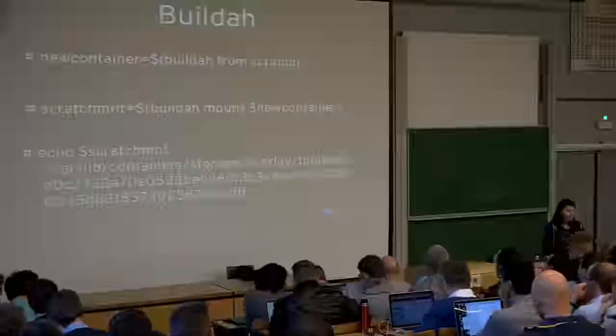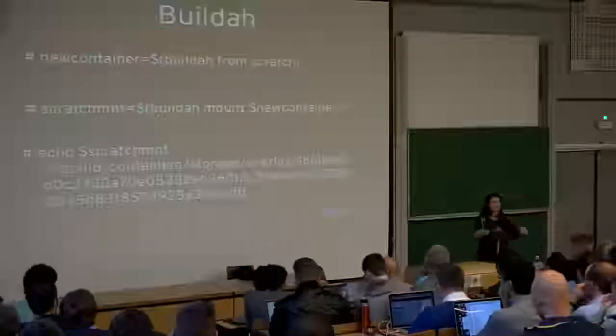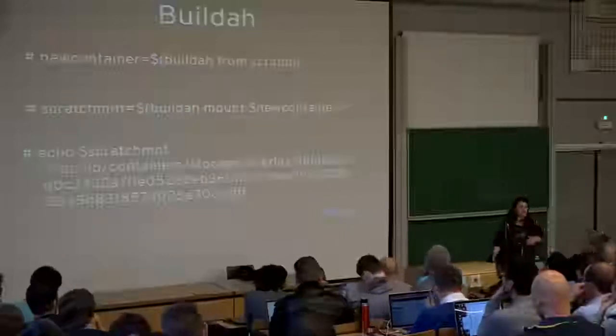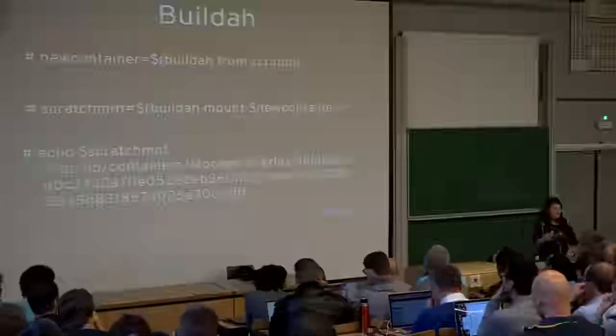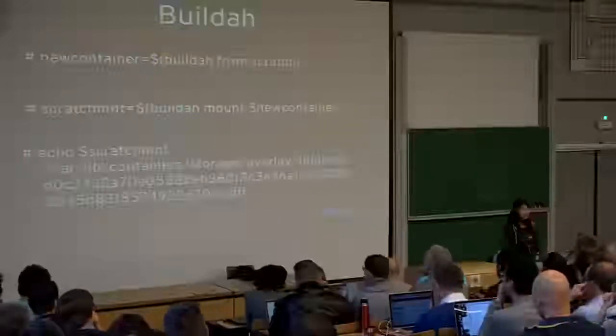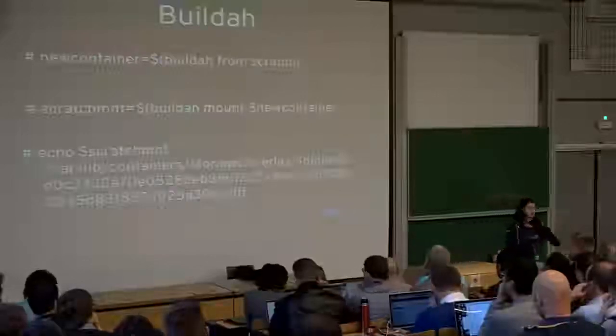So you would, for example, say, I want a new container, and I tell Builder to build it from scratch, not from a Docker file. Then it builds it from scratch. It creates a metadata file. Then you mount it, which you see in the second line. And if you echo the scratch mount, you will see where it's actually located. It's in var.